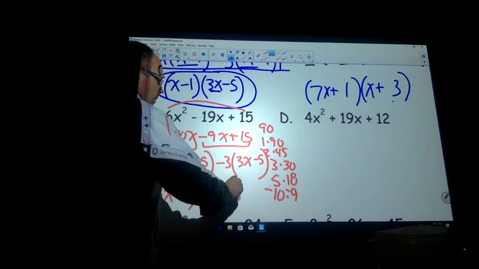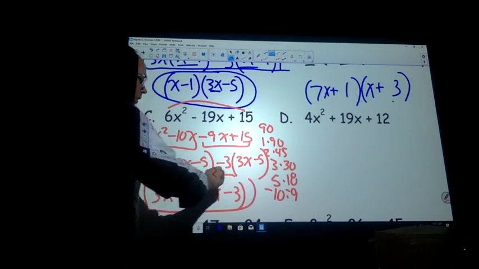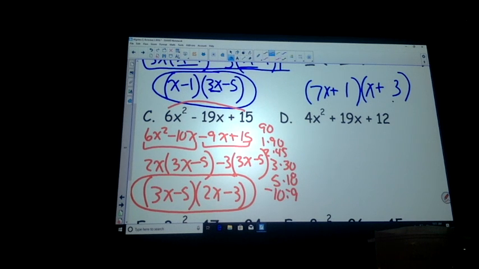And again, some of you might have seen it right away saying, I know it has to be a 2x and a 3x, but there's no guarantee that it has to be that. It could be a 6x and an x. Okay? And the reason I'm saying a 6x and an x, 6x times x is 6x squared. 3x and 2x multiplied together is also 6x squared.